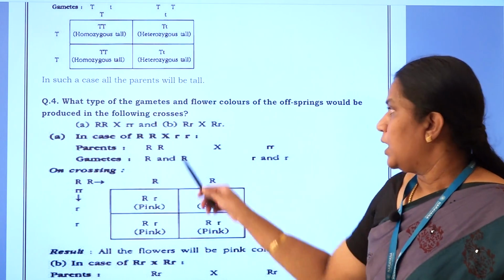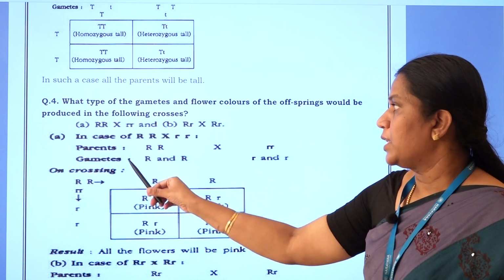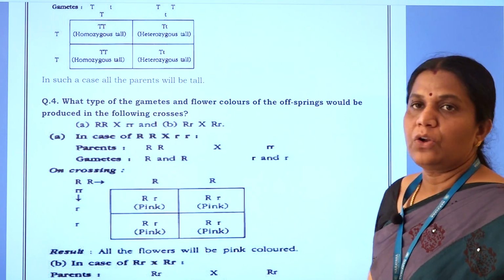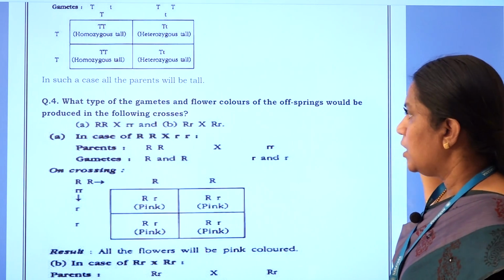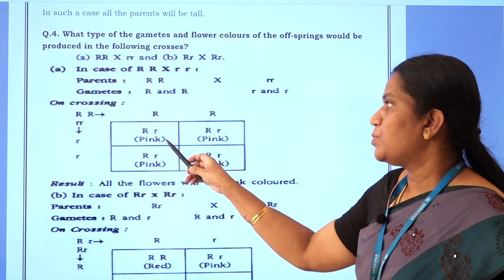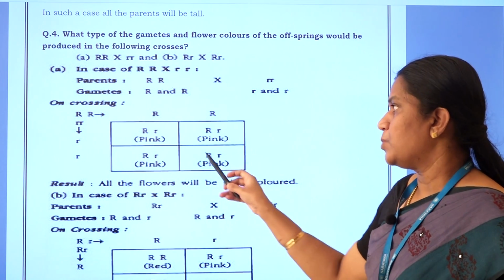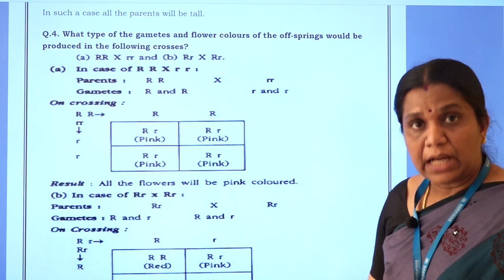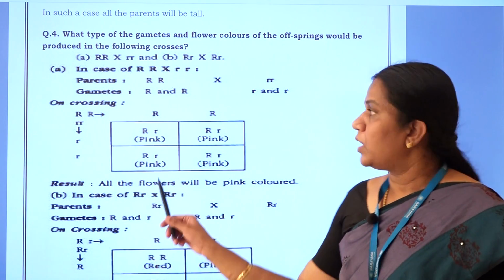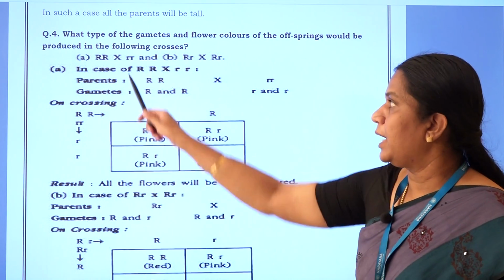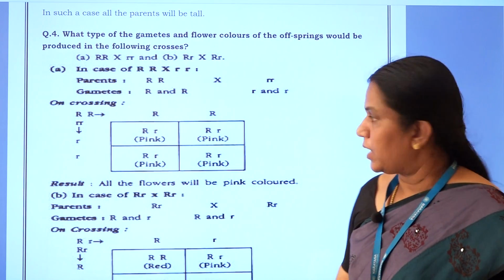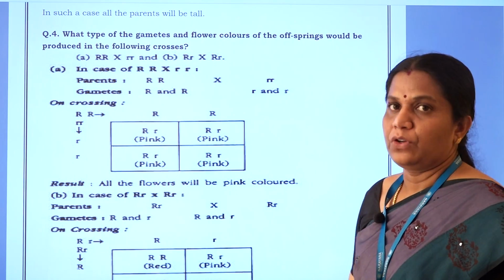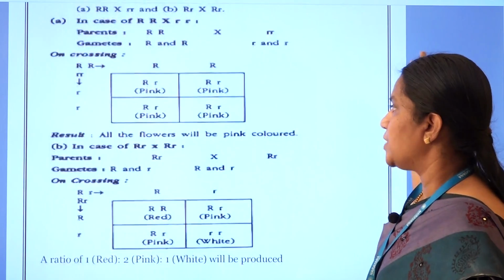So the parents are capital R capital R and small r small r. The gametes are, obviously, capital R from one parent and small r from the other. On crossing the gametes, we get capital R small r, four times. So all the flowers will be pink in color and they are heterozygous. The red flower is crossed with the white flower, and the offspring will be pink. So all are heterozygous, and all the flowers will be pink.